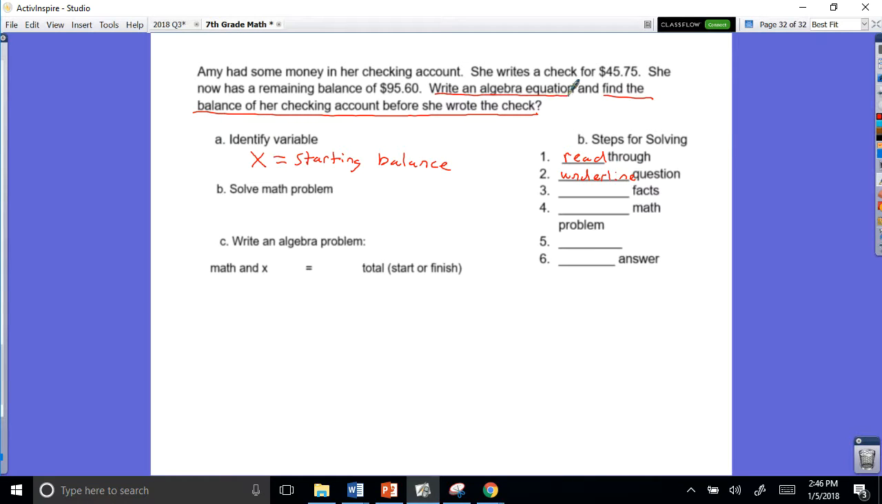Okay, so here is our things that we're going to do. We're going to find the balance of her checking account before she wrote the check, and we're going to write an algebra equation for that. Okay, step number 3, we're going to identify the math facts.